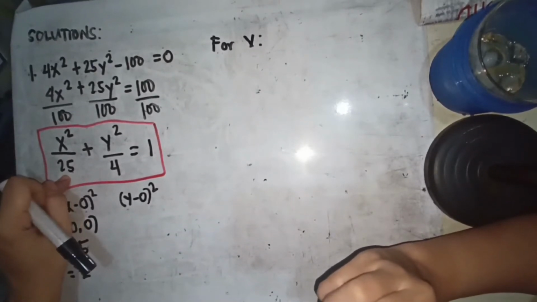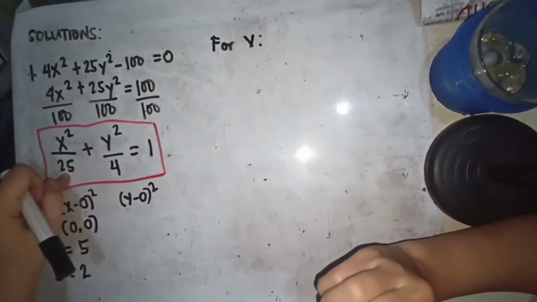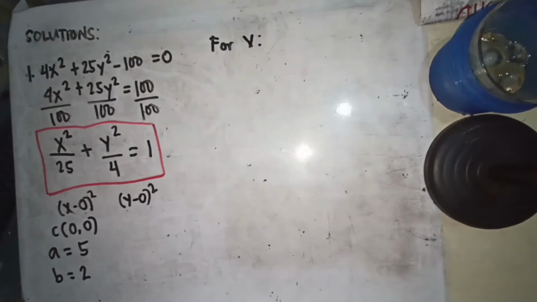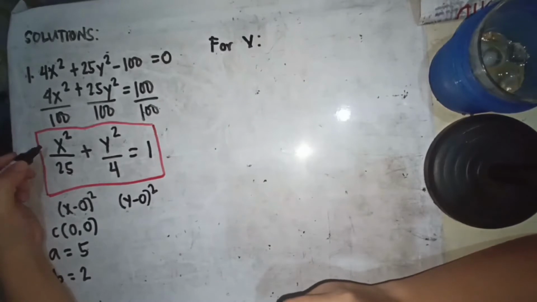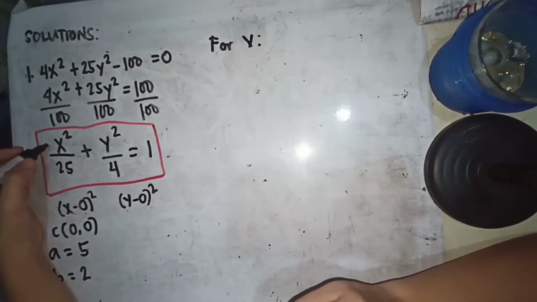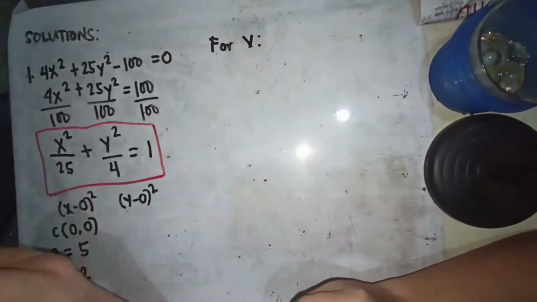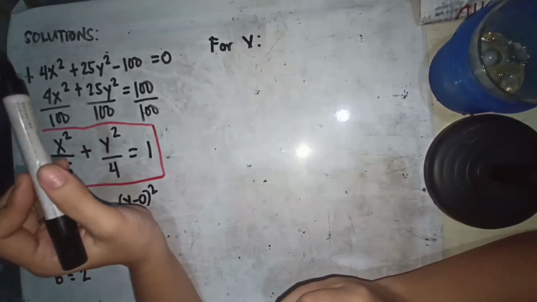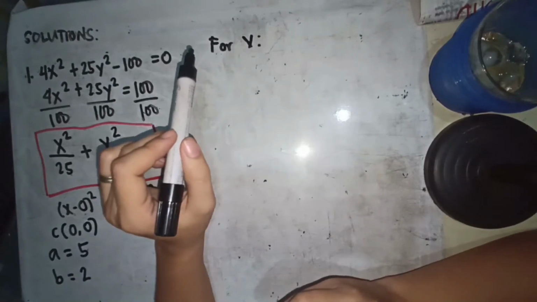Because again, a is always greater than b. So, meaning a squared is always greater than b squared. So, since dako man ang 25 kaysa sa 4, automatic si 25 siya ang ato ang a squared. So, since ang a squared nato is under the denominator of the x term, meaning ang ato ang graph sa ellipse will be horizontal. So, since horizontal man ta, therefore, our vertices will be horizontal pod. Or meaning, from the center, ang i-move lang nato will be the x coordinate, no?